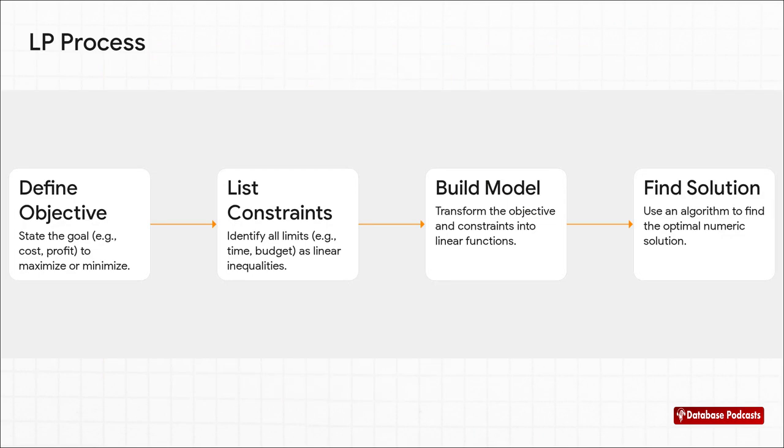First, you define your goal. We call this the objective function. What is it you're trying to maximize or minimize? Then you list out all of your limitations, your constraints. You take all that, translate it into a neat mathematical model, and then you just let a solving algorithm go to work and find that perfect sweet spot, the exact mix of inputs that follows all your rules while giving you the absolute best result.